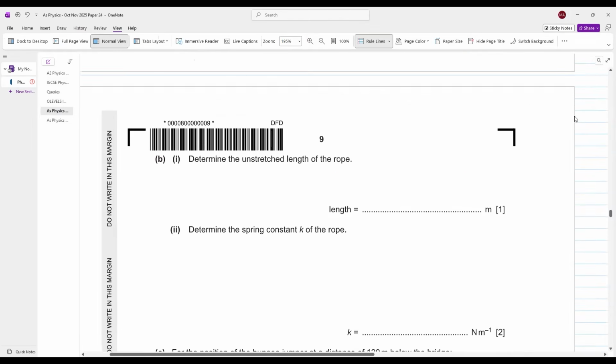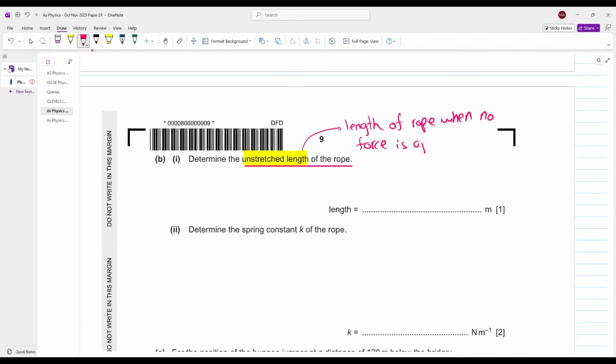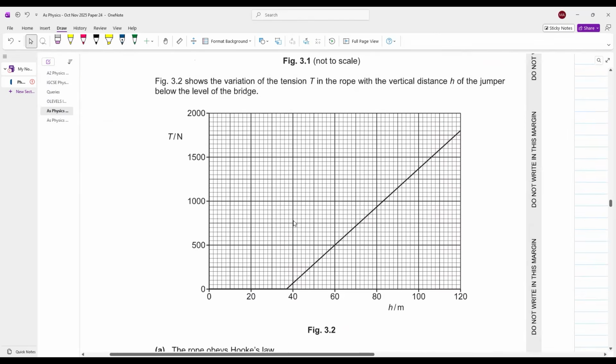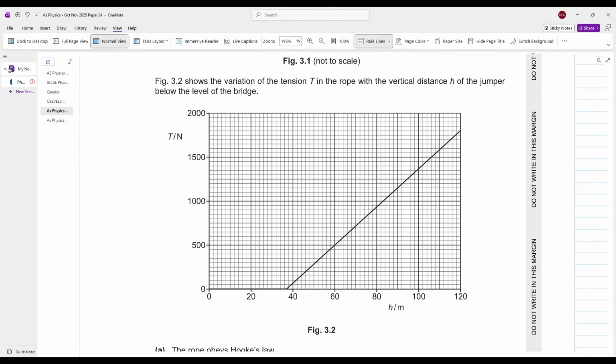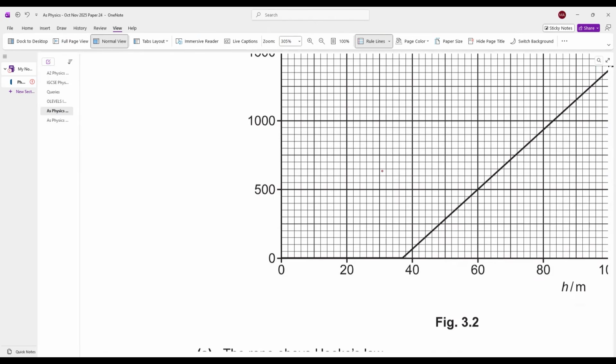अब आ गया जो. Determine the unstretched length of the rope. बेटा, unstretched length की definition याद है? Unstretched length क्या होती थी? Length of rope when no force is applied. Beta, the length of the rope when no force is applied is your unstretched length. Can you realize कि अगर आपने force नहीं apply की हुई तो this is your length.